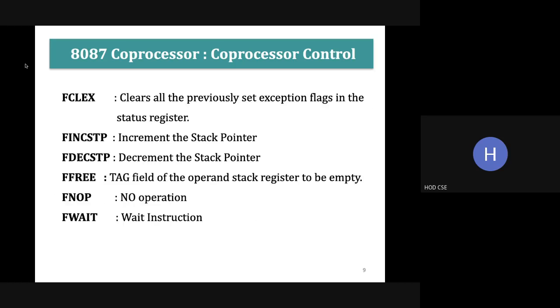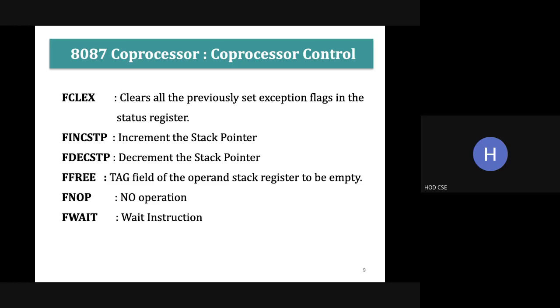Okay. So next, again the coprocessor control instructions we have. To clear all the flags in the status register, we have the instruction FCLEX. And to increment the stack pointer, we have FINCSTP. And to decrement the stack pointer, we have FDECSTP.